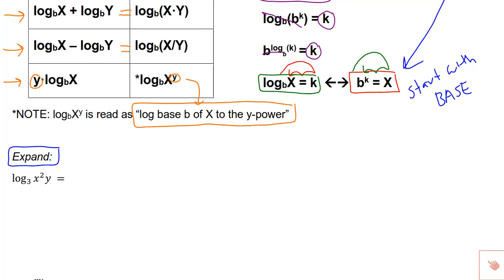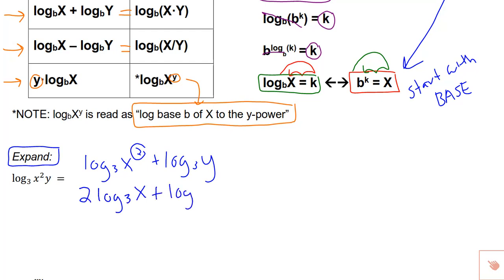First, I see that the x squared is being multiplied by y, so I'm going to use my expand rule and change that multiplication to addition, giving each its own log. I also see x squared here, and I'm going to use the last condense expand rule that says that squared can come in front as a coefficient. So this can be written as 2 log 3 of x plus log 3 of y, and this is expanded.